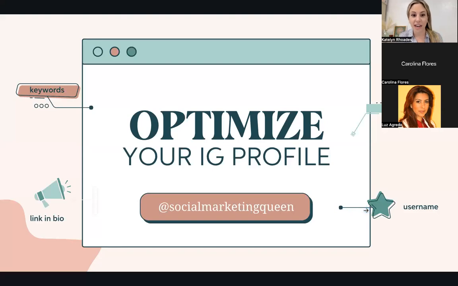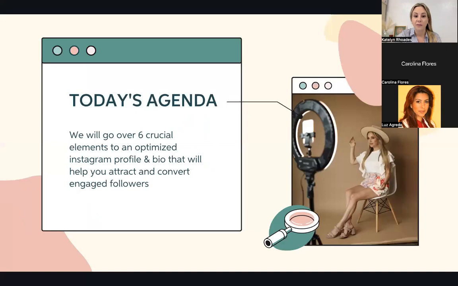All right, cool. So today we're going to be talking about optimizing your Instagram profile. We're going to go over 6 crucial elements to an optimized profile so that people can actually find you on Instagram and follow you and buy from you and use you as their reoccurring realtor.